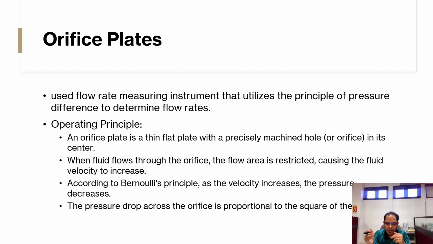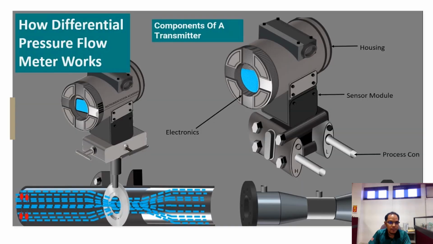If the flow area is restricted, it causes the fluid velocity to increase. That is according to Bernoulli's principle. As the velocity increases, the pressure decreases. The pressure drop across the orifice is proportionate to the square of the area. So this is among the principles of how it works.